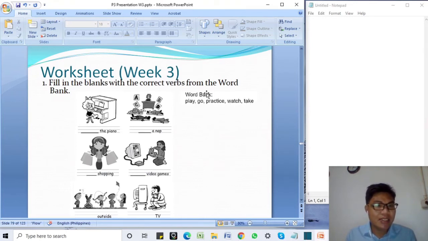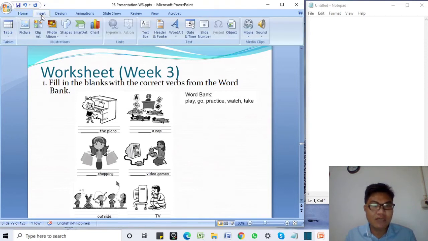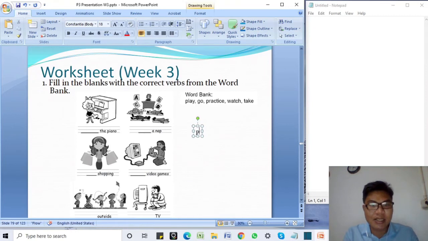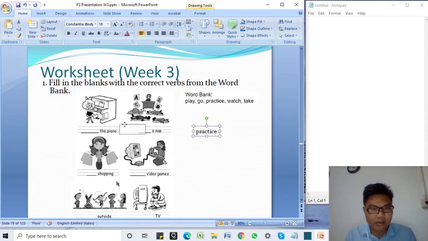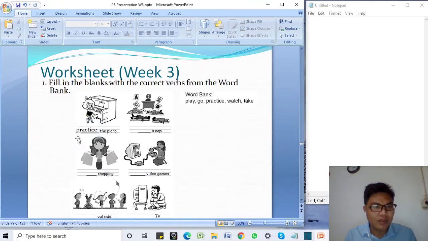The answer is, okay, just for an example, the answer here is practice. Practice the piano. So you have to fill it in here in the blank in the space provided. So the answer is practice the piano.